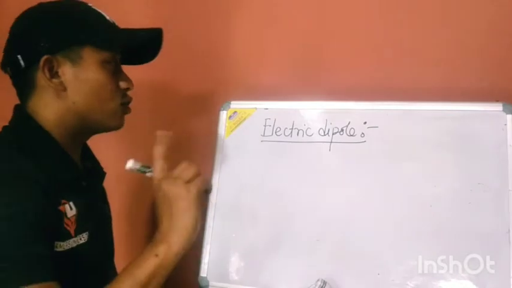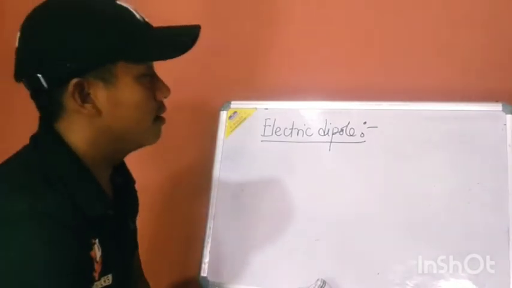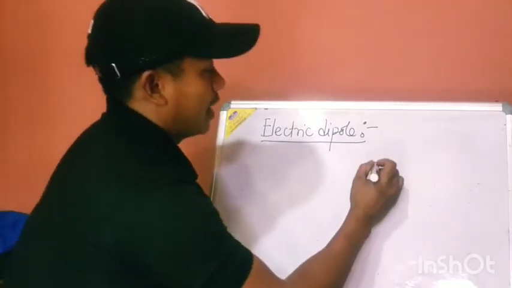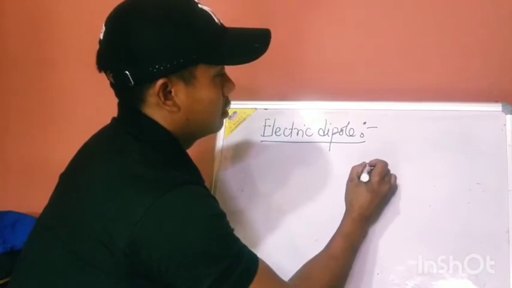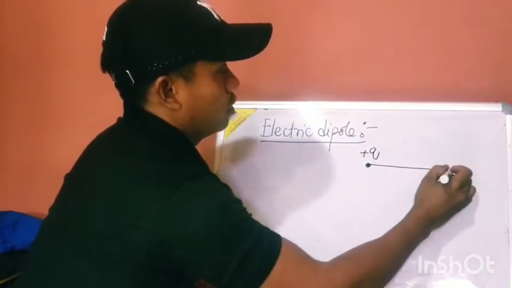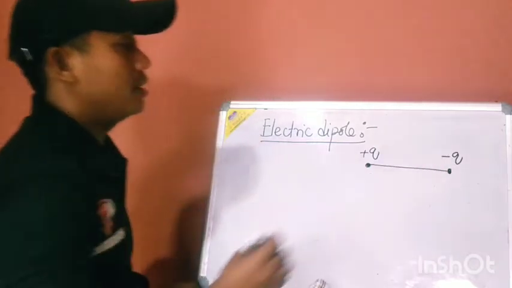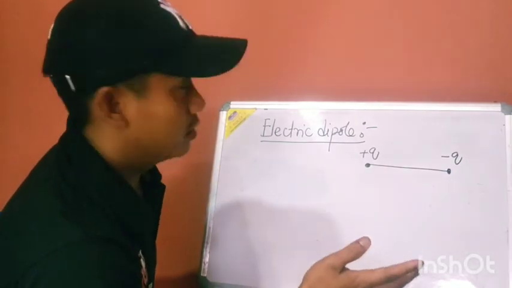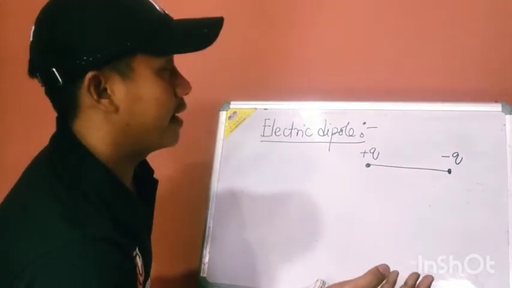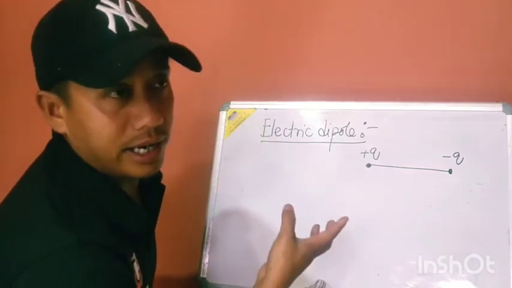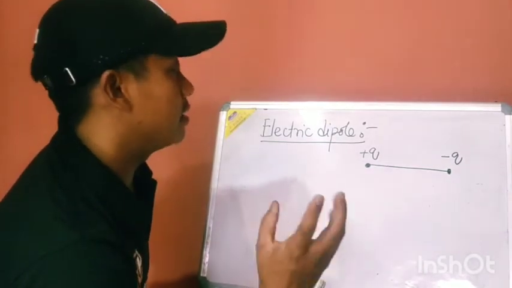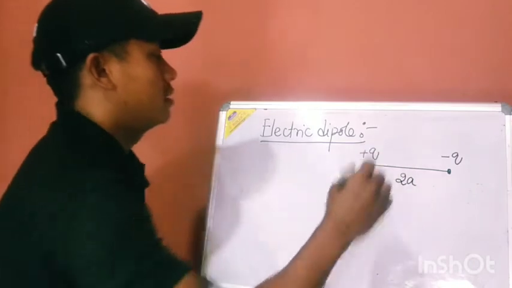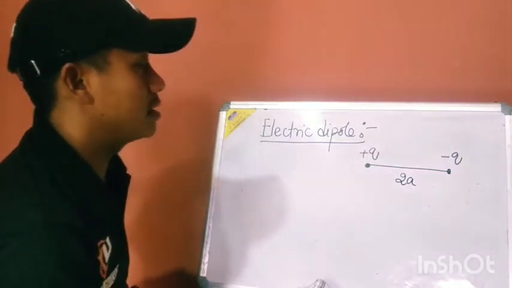What is di? Di means two. Pole means it relates with the charges. Then electric dipole has plus Q and minus Q. These two charges have the same magnitude but opposite in sign. These are equal and opposite charges with a certain distance of separation, twice a. Twice a is the distance of separation between the two charges.